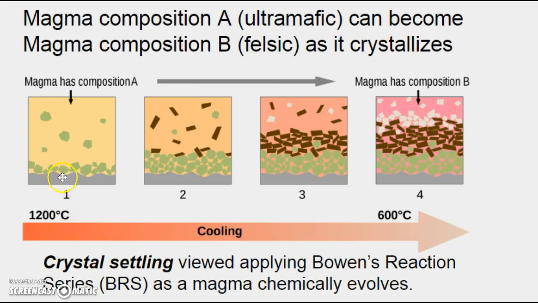And notice it's cooling as I travel from left to right. Here I go from ultramafic, and here it travels and crystallizes out my olivine. It becomes more mafic. Well, when I say mafic, that's actually less iron and magnesium because you've gotten rid of olivine. When I get rid of my next mineral, pyroxene, you're going to continue to have a liquid rock, but you're going to have a different mineral sequence and a different chemistry which is going to crystallize. And lastly, as I continue traveling, I can go from this intermediate form to the final felsic phase. This is called crystal settling, viewed by applying Bowen's reaction series as a magma chemically evolves.